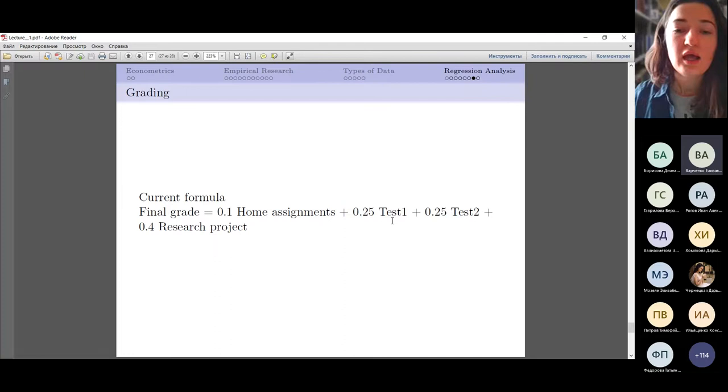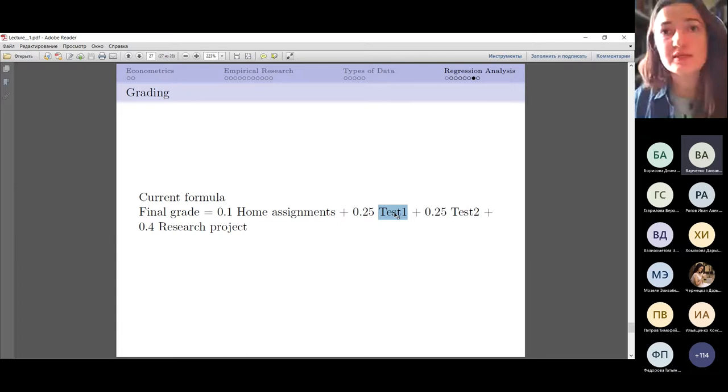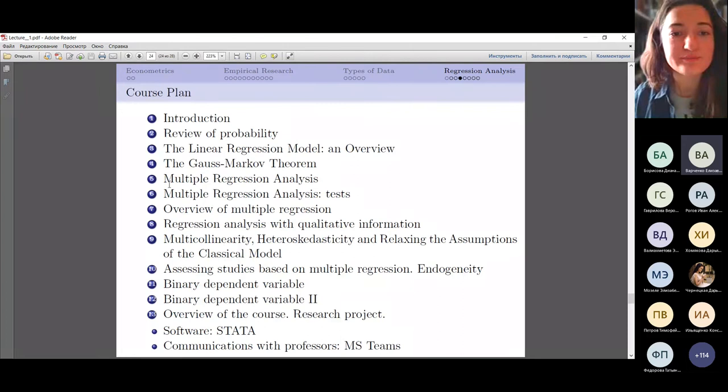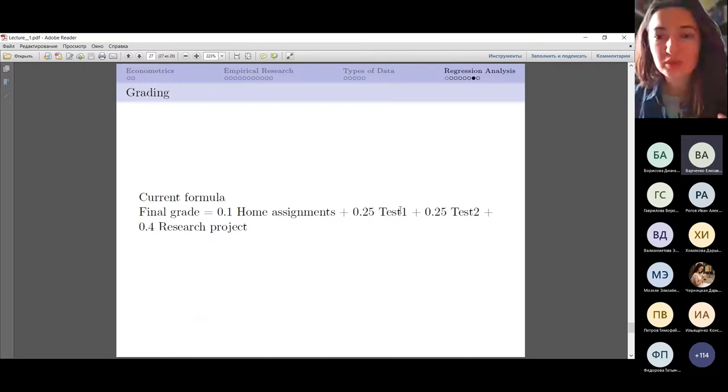We have test 1. This test will be more about the theory and some outputs from this data. You need to interpret some outputs. This test is expected at the end of this module. Maybe, let me check, maybe after the fifth or maybe after the sixth lecture will be the first test. But anyway, I will send you a message before this test, so you will know the exact date.